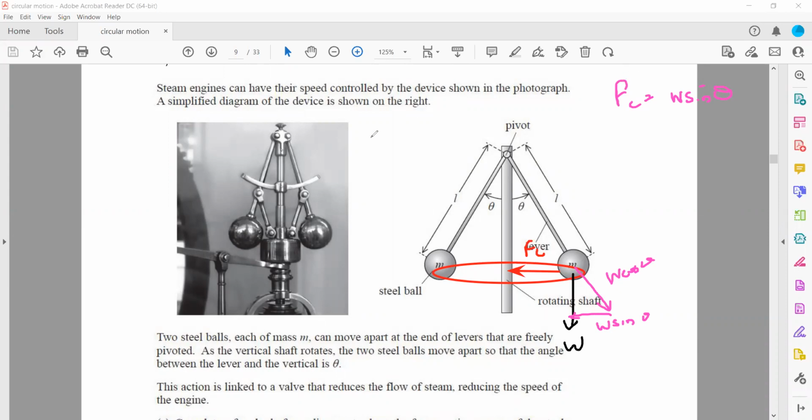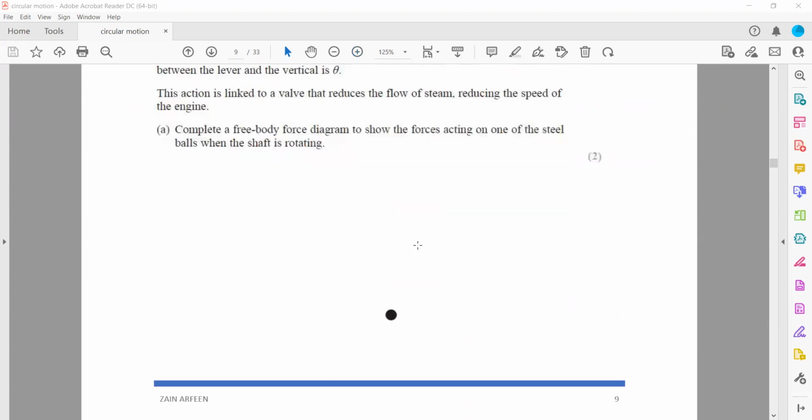So the centripetal force is actually equal to W sin theta. After working out the centripetal force, the centripetal force is equal to mr omega square, or we also have the formula mv square over r. Any one of them you can use, where r is the radius of this circular path, which is equal to L sin theta. So you just have to substitute the values and get the final answer.